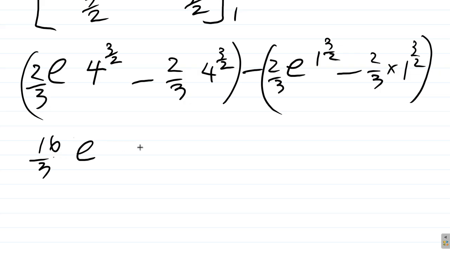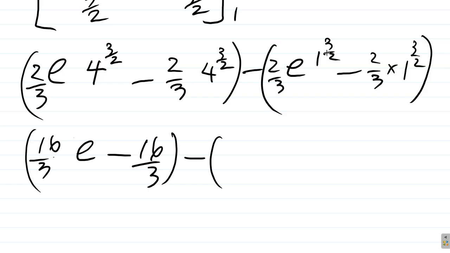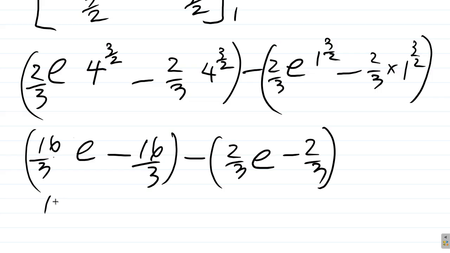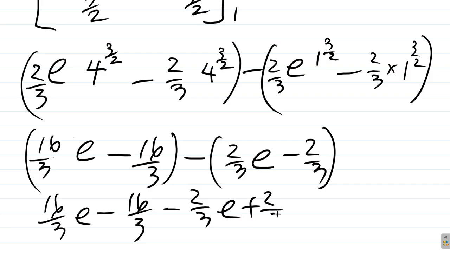Alright, so 16 over 3 e minus 16 over 3, minus, you have, well, 1 to any power is just 1. So it's 2/3 e minus 2/3. Alright, so let's open the brackets and see if we can simplify. 16/3 e minus 16/3 minus 2/3 e plus 2/3.